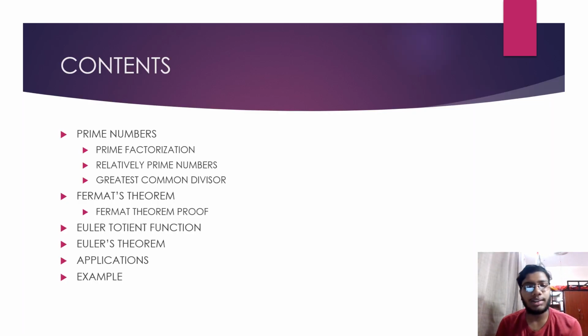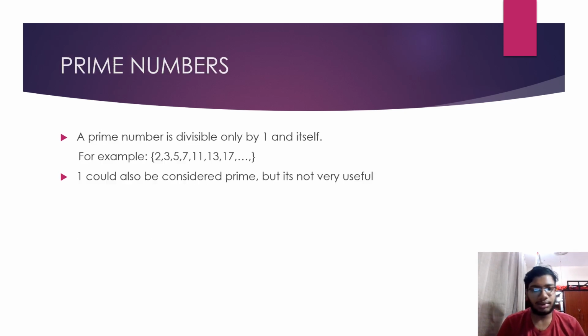So in this presentation, the contents that I'm going to cover are the basic concepts of prime numbers, which include prime factorization, relatively prime numbers, and the greatest common divisor. Other than that, the main concept of Fermat's theorem and its proof, the Euler totient function, Euler's theorem, some applications of the theorems, and some examples.